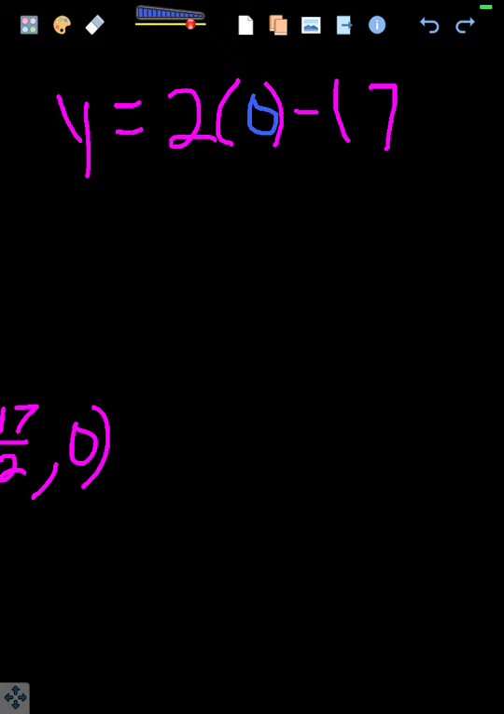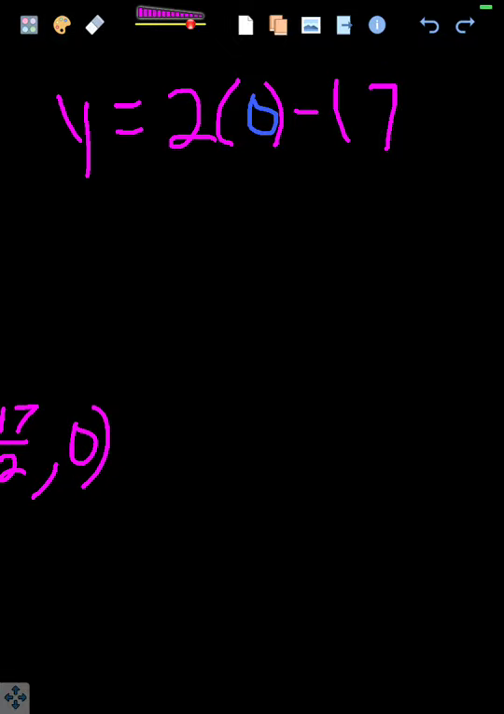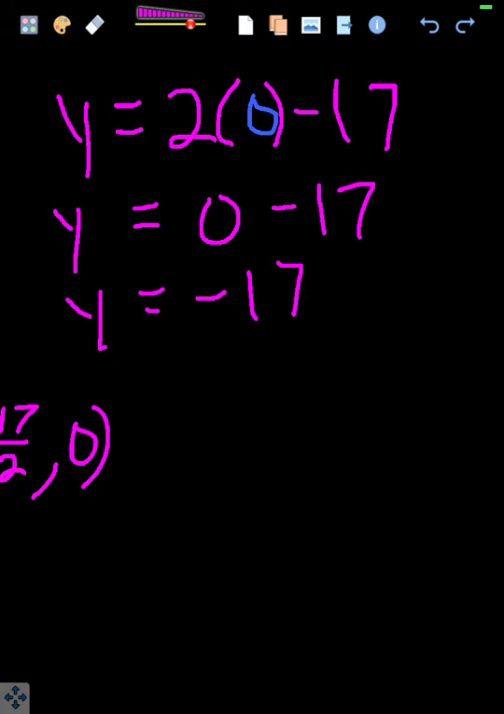And I'm going to zoom in a little bit. Alright, so first step we want to multiply the 2 and the 0. And 0 times anything is 0, so that would be 0 minus 17. And then 0 minus 17 would be negative 17. So that's what our y value at the y-intercept is.